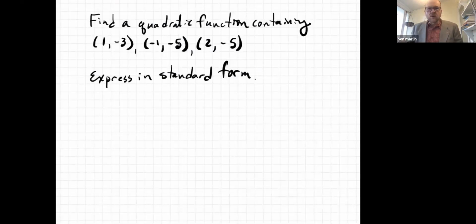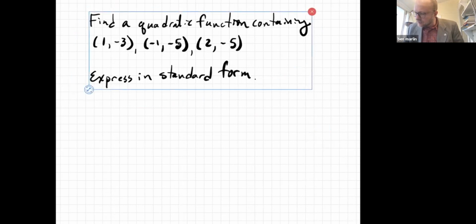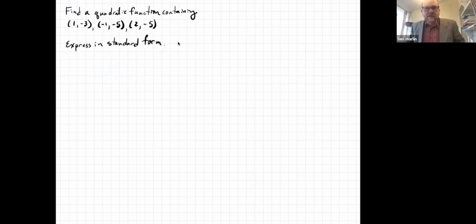All right. So the question that we're asked here is to find a quadratic function containing 3 points. And then the thing that follows from that is going to be to put it into standard form. Now, standard form has a very specific meaning, and we'll get to that here in a second. First, though, I'm going to take those instructions on screen, and I'm going to scoot them off to the side, making them just a little bit smaller.